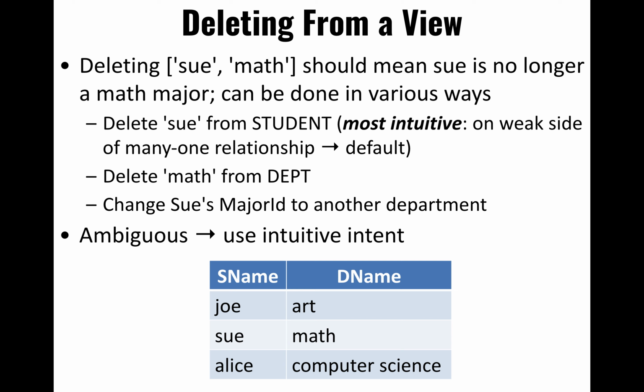Do you mean that the student no longer exists and they left the university? Is that what you're saying? Or that the math department doesn't exist anymore? Is that what you mean? Or are you saying that they both exist, but they're no longer related to one another, right? That Sue is no longer enrolled in the math department. Is that what you're saying? So now it's ambiguous what you mean by removing a record from here, right?